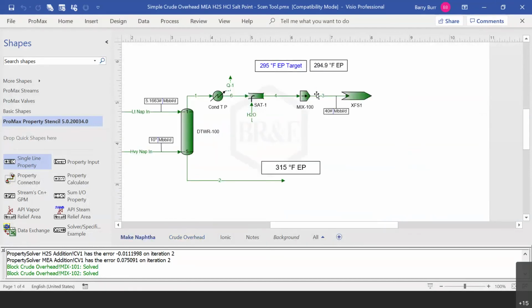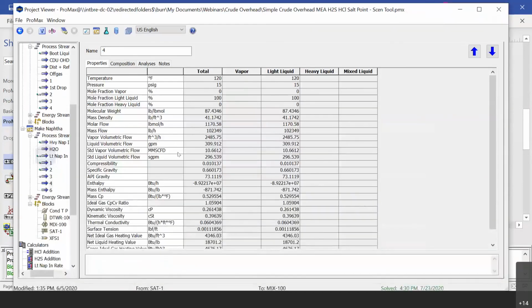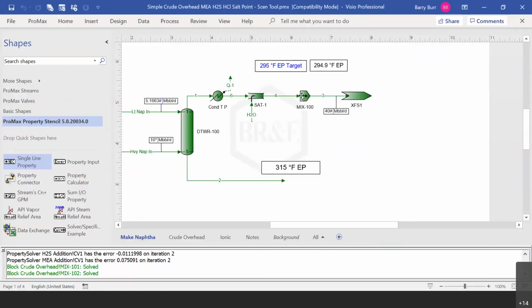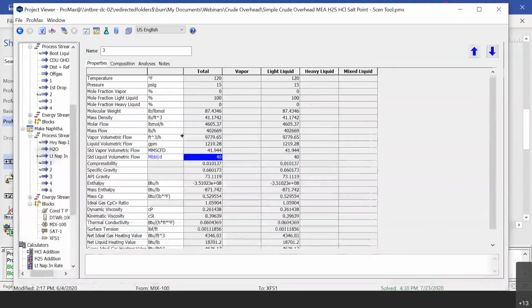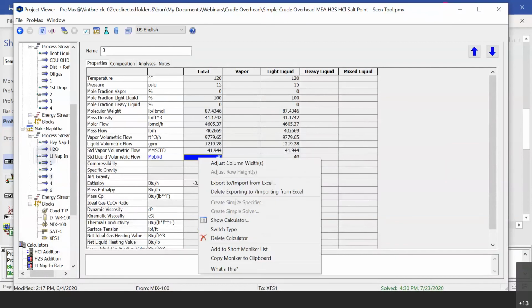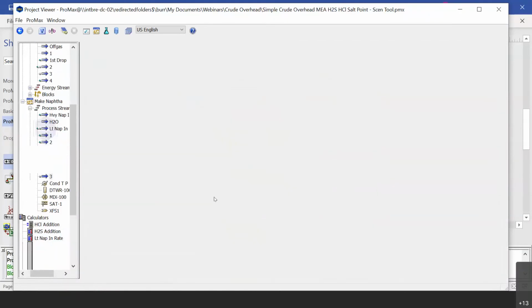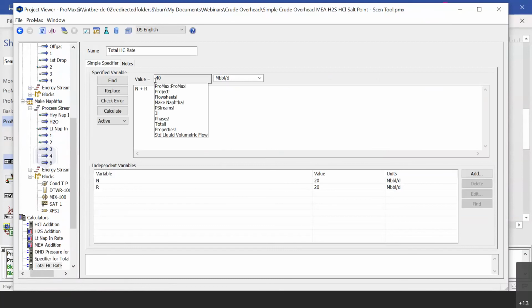So our mixers have a new feature in them. Right now we've got 10,000 barrels per day entering the mixer, but I can just delete this parameter called the flow multiplier. I can clear that out, which is by default set to 100%. But when I clear that out, it lets me set the flow rate of the mixer outlet. And then here I have a specifier built to have the flow rate of this equal to the sum of the naphtha and the reflux flows.